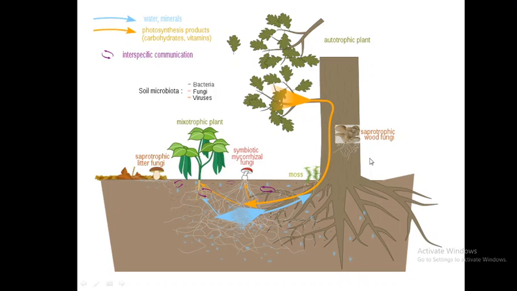Mycorrhiza, mycorrhiza types and its application. Mycorrhiza are mutualistic symbiotic associations formed between the roots of higher plants and fungi. In Greek, myx means mushroom or fungi, and rhiza means root. Fungal roots were discovered by the German botanist A.B. Frank.